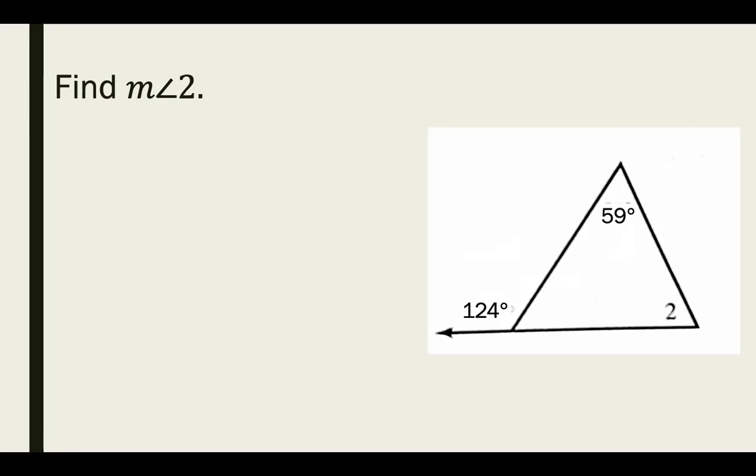Our next one, we're going to use our exterior angle corollary here and use the fact that 124 is an exterior angle to say that it must equal the sum of the remote interior angles. Subtract 59 from both sides, and we get the answer.